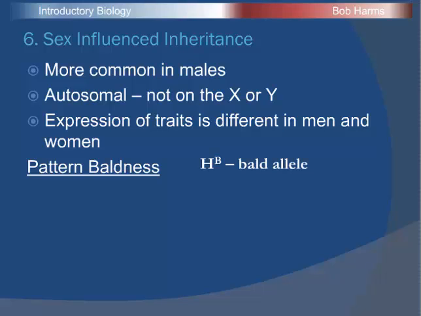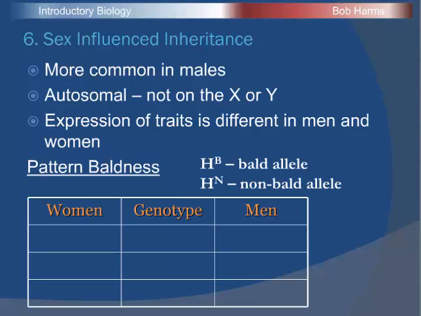And so there are two alleles. Let's call H for hair. We'll call H with a big B for the bald allele, and we'll call H with an N for the non-bald allele, or the no pattern baldness allele. Okay? And so if we take a look at genotypes, you could be homozygous for the N or the non-bald allele. And if that's the case, you're not going to have pattern baldness, and it doesn't matter whether you're a woman or a man. 2 copies of HN, no balding problems.